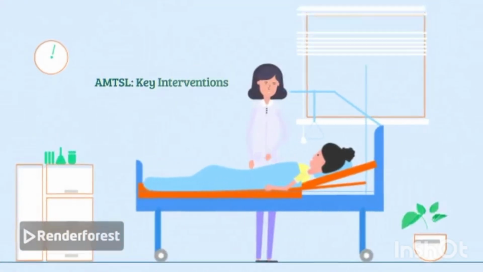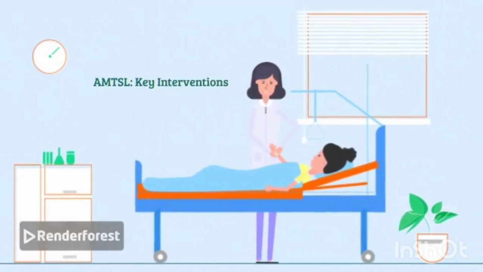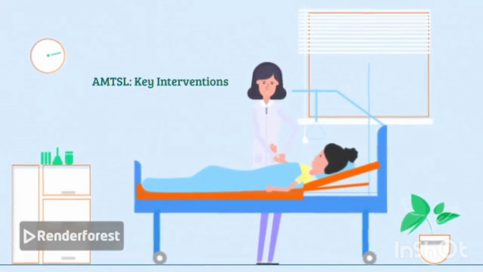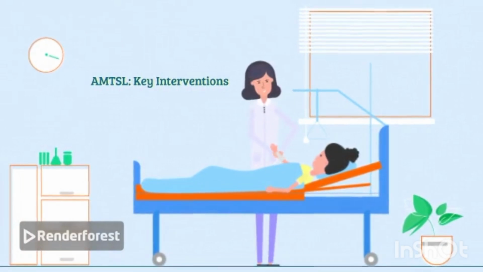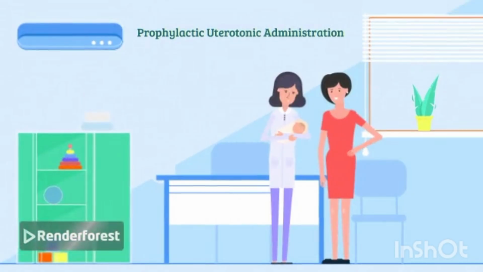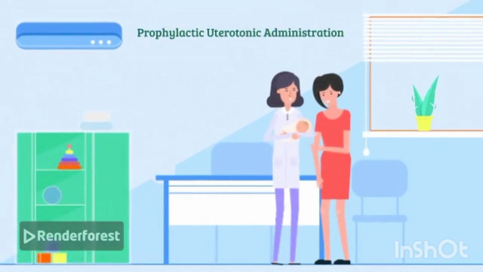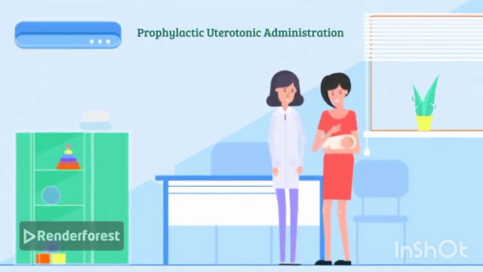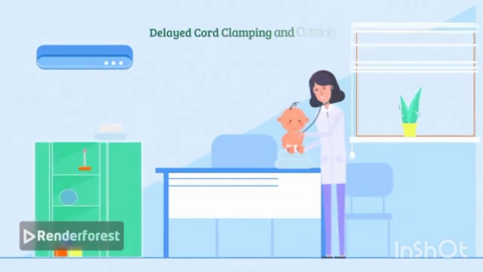Active management of third stage of labor, AMTSL, a bundled set of interventions, usually includes several key practices. Prophylactic uterotonic administration: giving a drug just after the birth of the baby to stimulate strong uterine contractions.